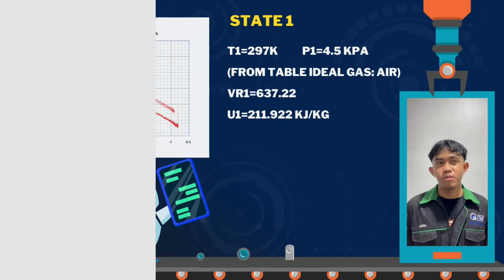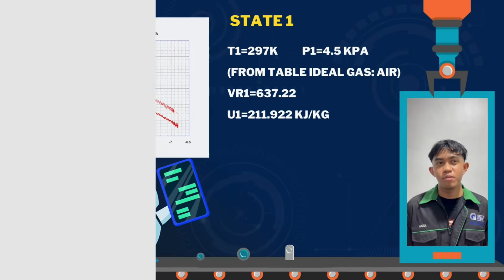Hello, my name is Alizul and I will continue with performance calculation. So, based on the graph and the data given, we know T1 is 24 Celsius and converted to Kelvin, which is 297 Kelvin, and P1 from the graph is 4.5 kPa, and we can get the values of VR1 and U1.